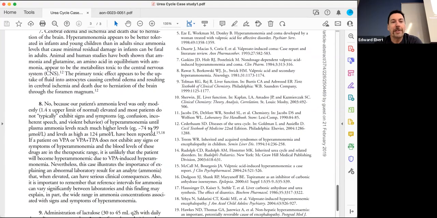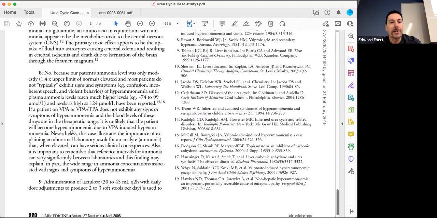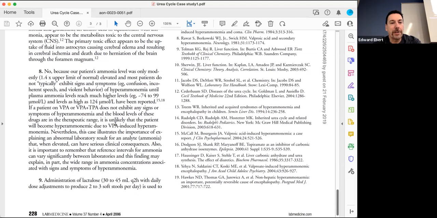Okay, so is this ammonia level, is this valproic acid clinically significant? And this is what I found interesting. We say no, because our patient's ammonia level is only modestly elevated. So 140% is modestly elevated, okay? Most patients do not typically exhibit signs and symptoms of hyperammonemia until the plasma levels are much, much higher. So we're looking at double or triple the common levels in there. So it's unlikely the patient will become hyperammonemic due to the VPA.